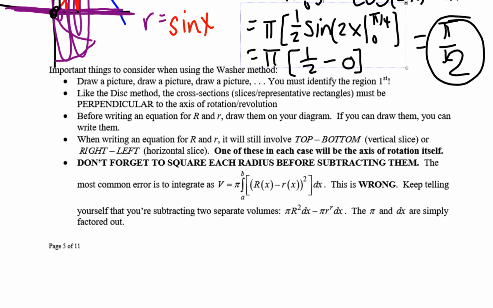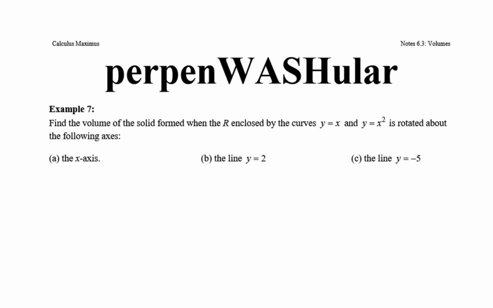Okay, and a lot of people square the whole thing, like pi times the radius squared, like that. Don't do that. Make sure each R value is squared. So this is just a bunch of practice with the perpendicular method. We're going to just do a couple for this video to kind of get an idea.